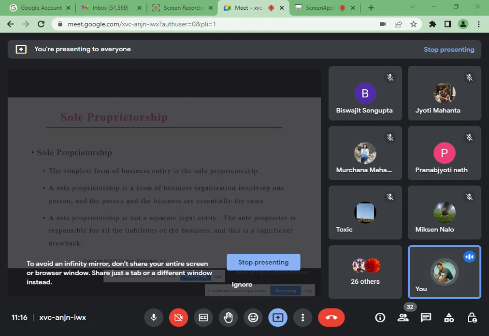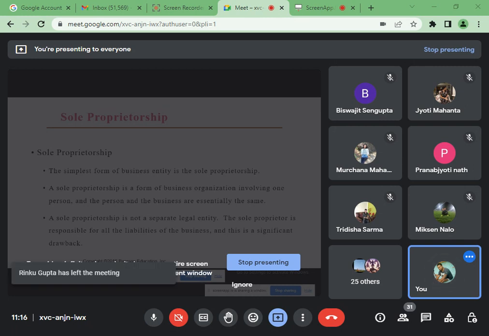Next is sole proprietorship. The simplest form of business entity is the sole proprietorship. A sole proprietorship is a form of business organization involving one person, and the person and the business are essentially the same. A sole proprietorship is not a separate legal entity. The sole proprietor is responsible for all the liabilities of the business, and this is a significant drawback. So these are the three points for the sole proprietorship.